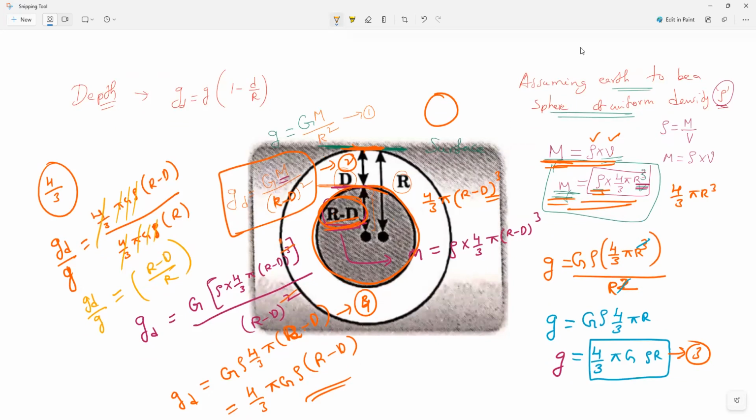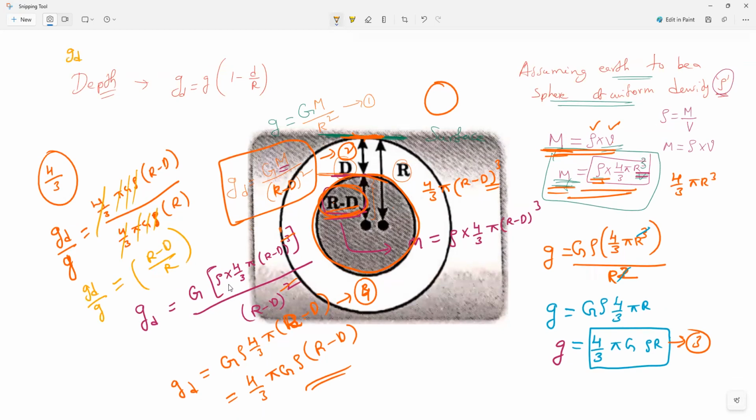So what I can write here, you all can notice it. g_d is equal to, this g is in division, will come to this side in multiplication, g into (R minus D) by R. R over R will get cancelled, we will get g into (1 minus D by R). That is the formula. That is what we have done. Am I right? Are you clear?